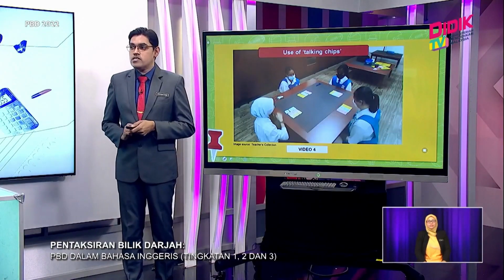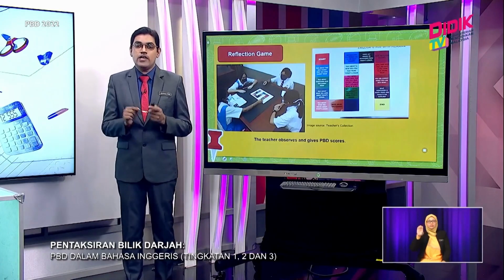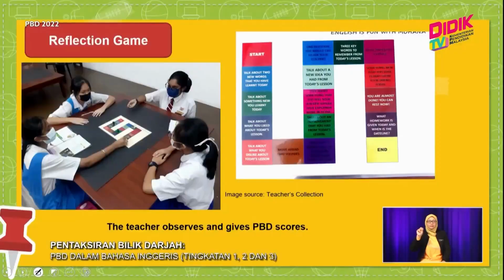Okay, which is the use of reflection game, where I use a board game. There are several statements given in the board, and based on the statements, students have to state what they have learned in the lesson. For example, one of the boxes may say, state 3 new words that you have learned in today's lesson. So the students have to state these 3 words.